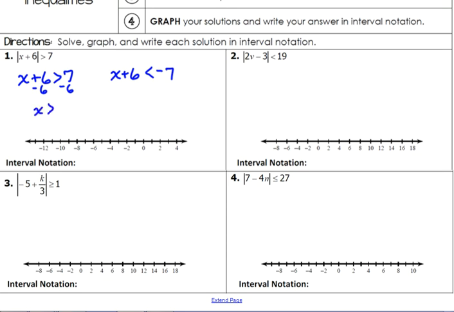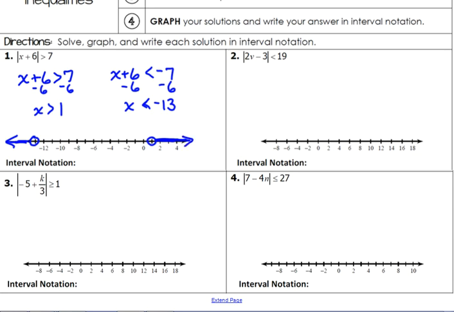Subtract 6 from both sides. X is greater than 1. I always wait until I get to the end before I graph it so that I can see what's going on here. Subtract 6 from both sides. X is less than -13. There are no equal to's on this one. So on these values, we're going to put open circles. At -13, less than, so we shade to the left, less than, left. The L's go together. X is greater than 1, open circle on 1, greater than, to the right.